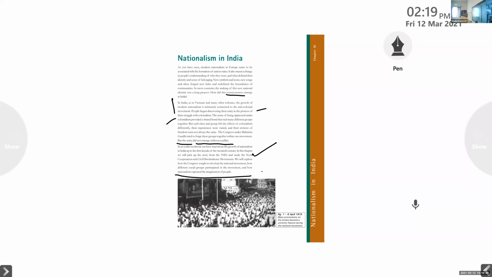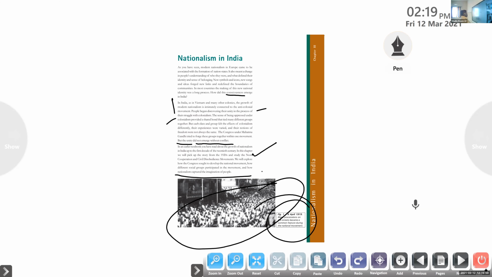Back to your textbook, please turn the page. You can see a picture here, Figure 1, 6th April 1919: mass processions on the streets became a common feature during the national movement. Processions, mass movements of the people; a number of people participated in such movements to protest against the British administration in India. Next page.